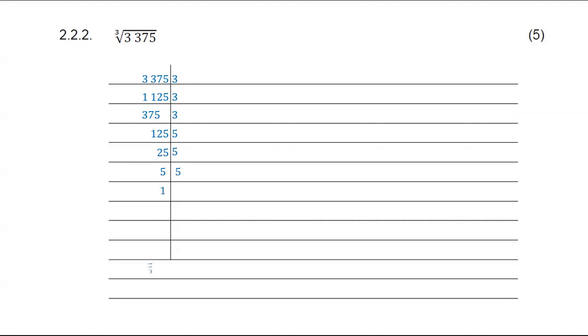You will write this as a product of its prime factors, which will be 3 to the exponent of 3 times 5 to the exponent of 3. Because we are dealing with a cube root here, you are going to take exponents that are inside the root and divide them by 3.